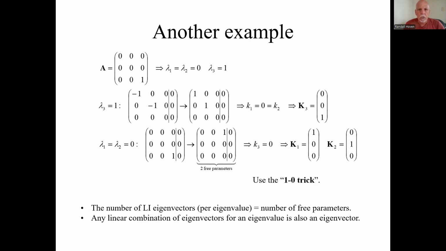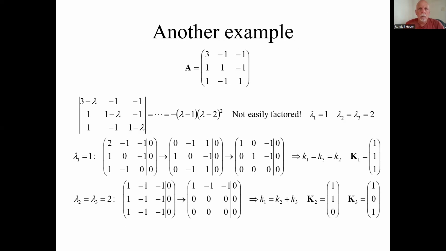eigenvector. And we did another example where we had a repeated eigenvalue and we got two linearly independent eigenvectors, one repeated pair of eigenvalues. I went through that logic. I'm not going to repeat that. Let me do one more example of repeated eigenvalues.